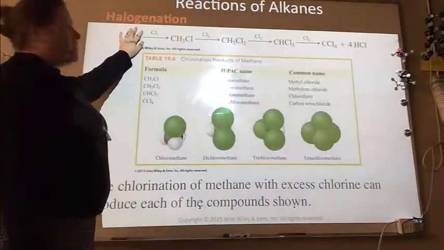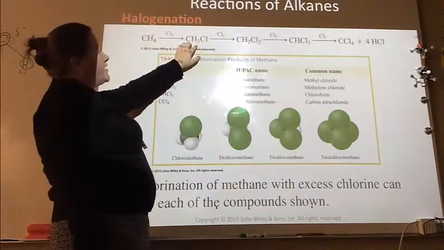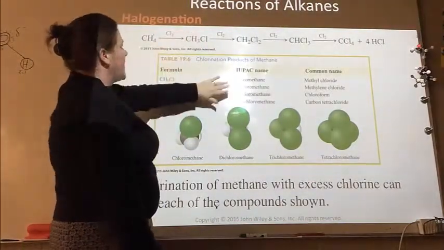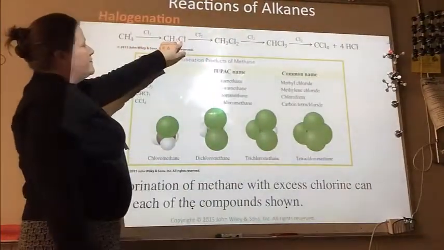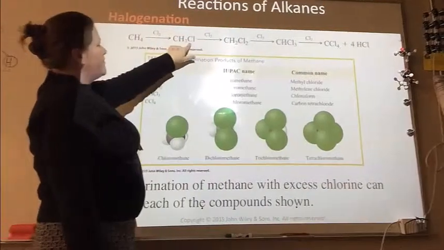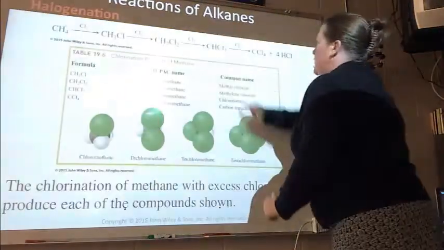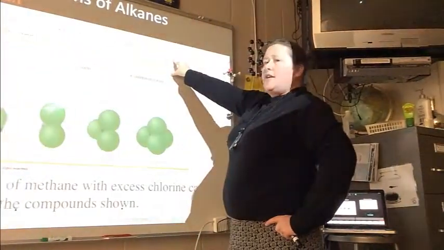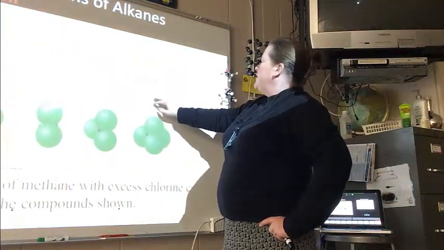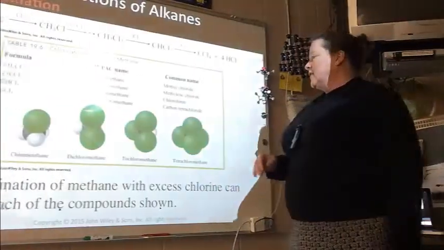So we can start with regular old methane and then add chlorine. One chlorine is being added here, taking the place of one hydrogen. This is chloromethane: methane, chloromethane, dichloromethane. We have two chlorines. Here we have three chlorines, trichloromethane, and then eventually tetrachloromethane, carbon tetrachloride, one carbon and four chlorines.